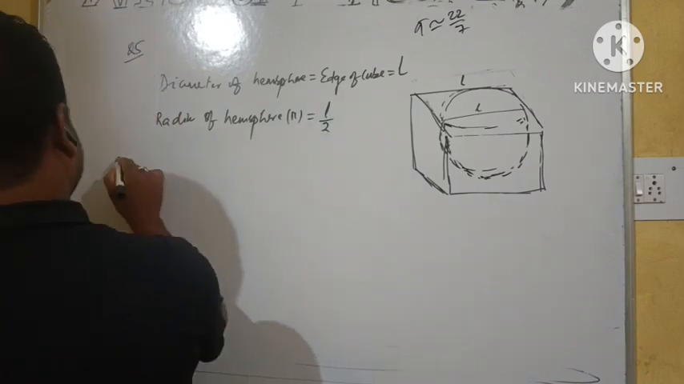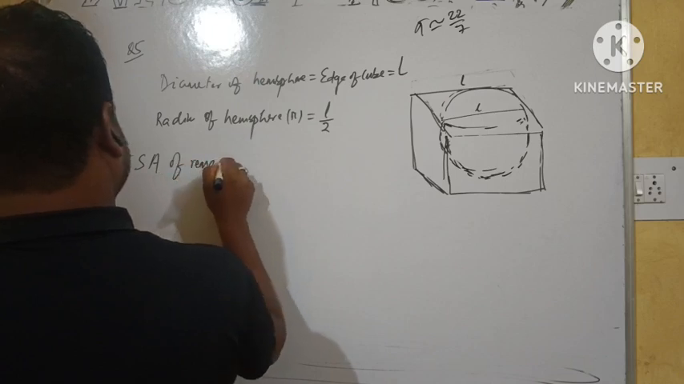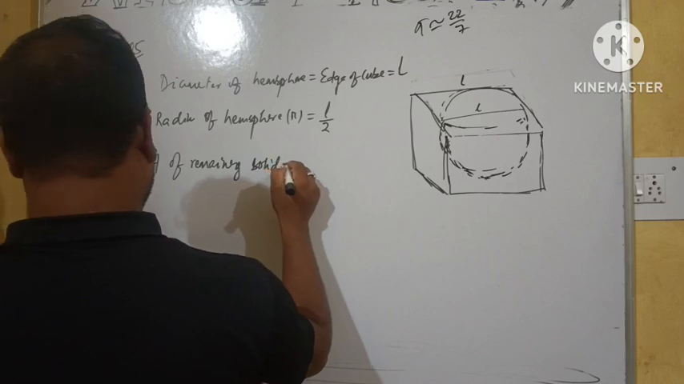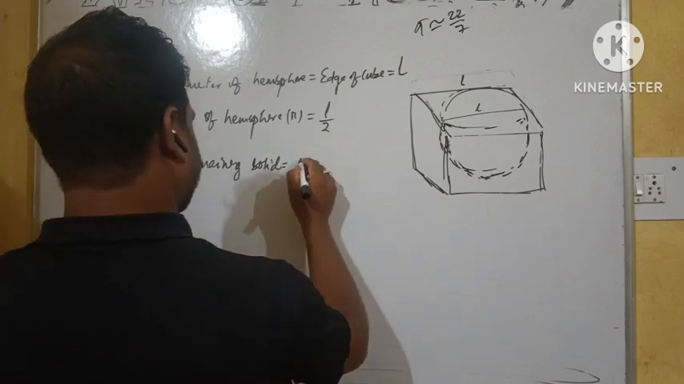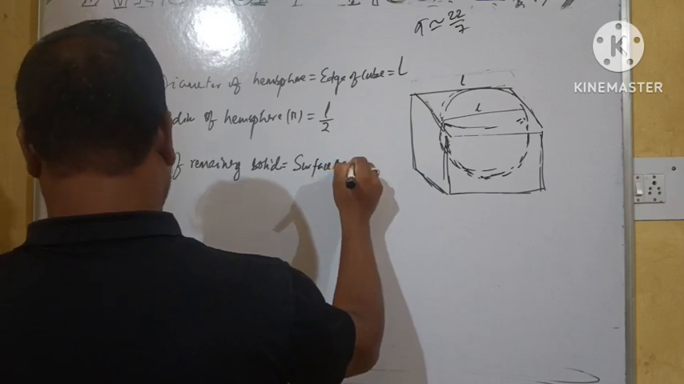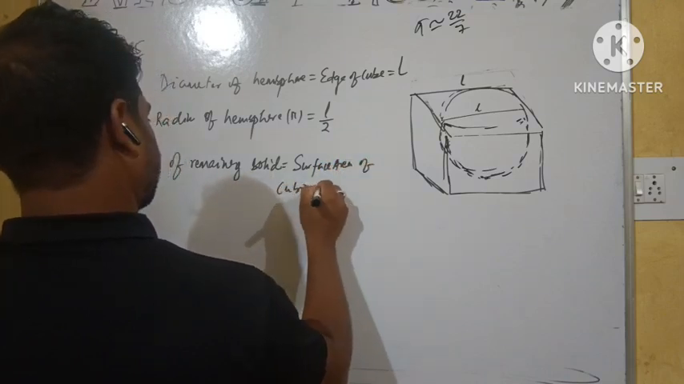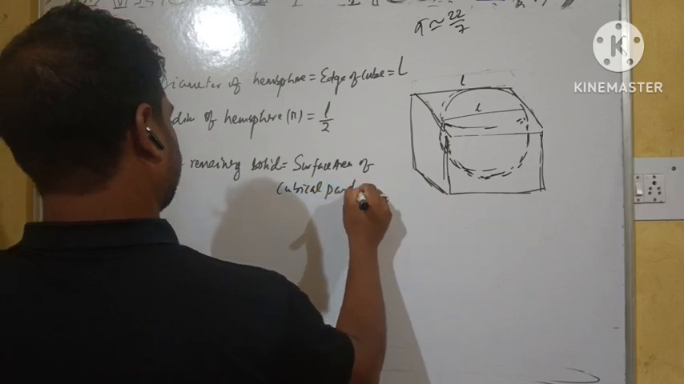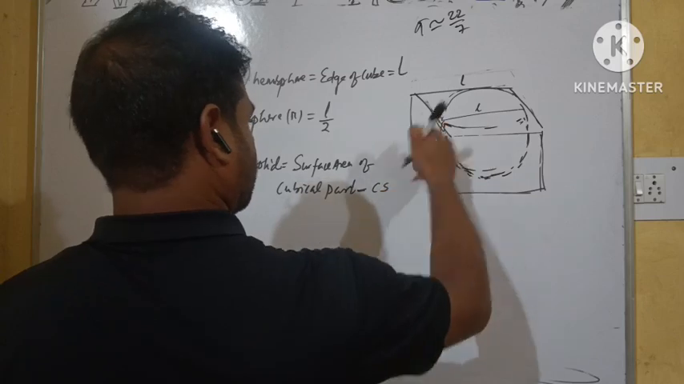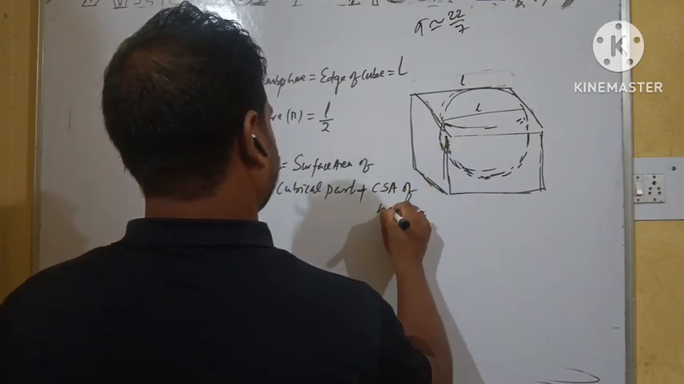Total surface area of the remaining solid will be the surface area of the cubical part, minus the base area of the hemisphere, plus the curved surface area of the hemispherical part.